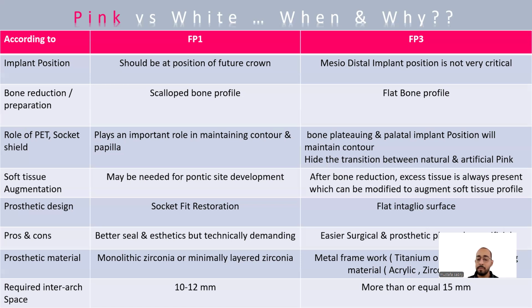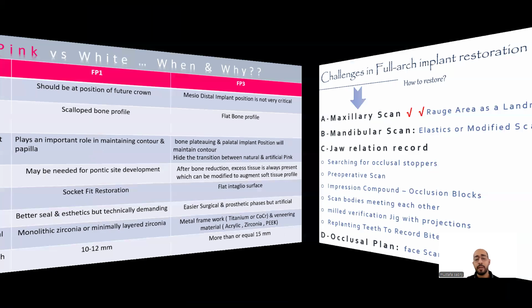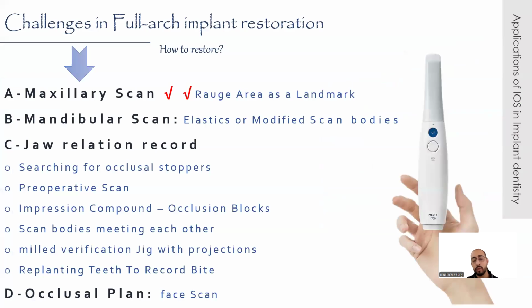Here we are expecting more prosthetic space, especially if you cut a lot of bone. So we are expecting a metal framework to support our veneering material, which may be acrylic, zirconia, or whatever you are using. So this is the conclusion, guys. I hope now it's more or less clear. And I finish my presentation with what we started.